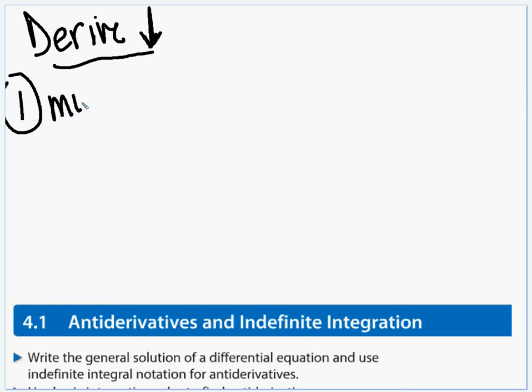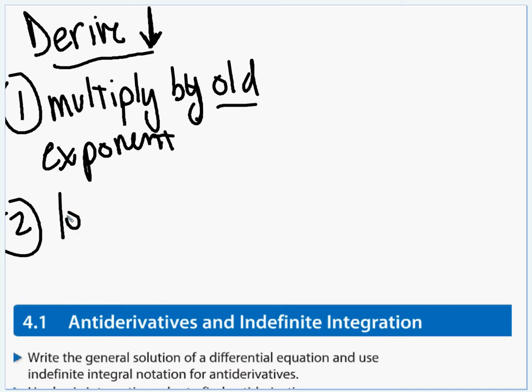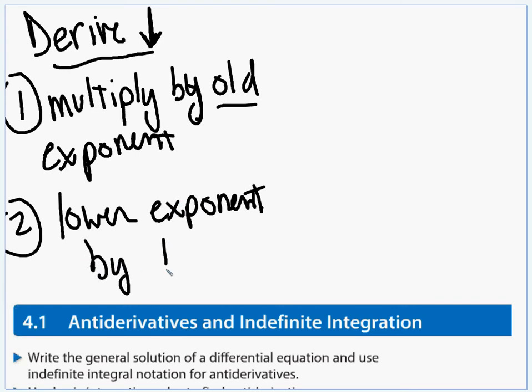First, we multiplied by the old exponent. So we brought our exponent down, we multiplied by that old exponent, and then step 2, we lowered the exponent by 1. Lower the exponent by 1.